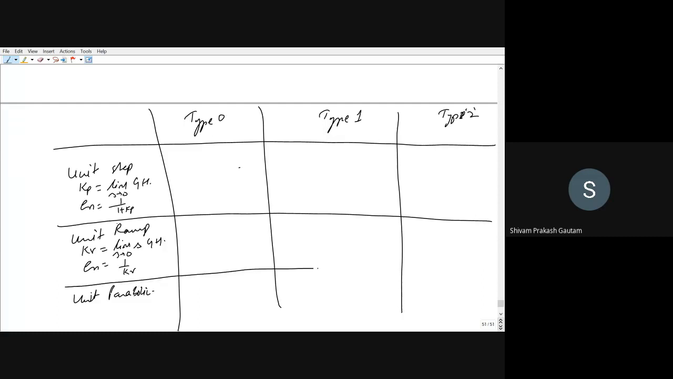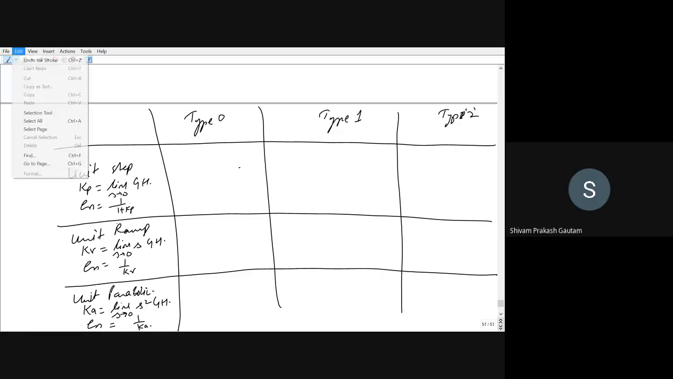Okay, for unit parabola, we will calculate Ka. What is Ka? Limit s tends to 0, s square into GH. And what is the steady state error? It is 1 upon Ka. Is it okay till now? Yes, sir. Okay.